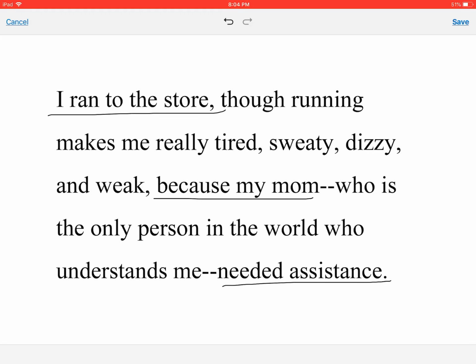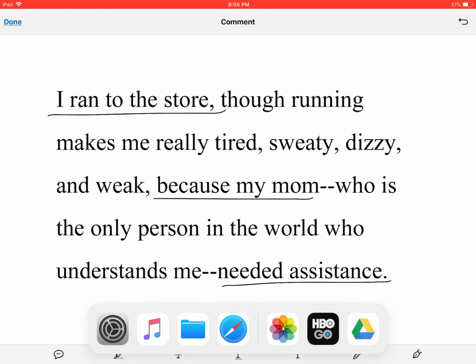Like, why would you read the whole sentence? Just break it down into the simple things. I ran to the store because my mom needed help. Or let's say another answer choice is food. I ran to the store because my mom needed food. Which one's the right answer? Help is the closest to assistance, right? It means assistance. And we saved time because we didn't have to read the whole super long sentence to plug in and check if the word we plugged in makes sense.